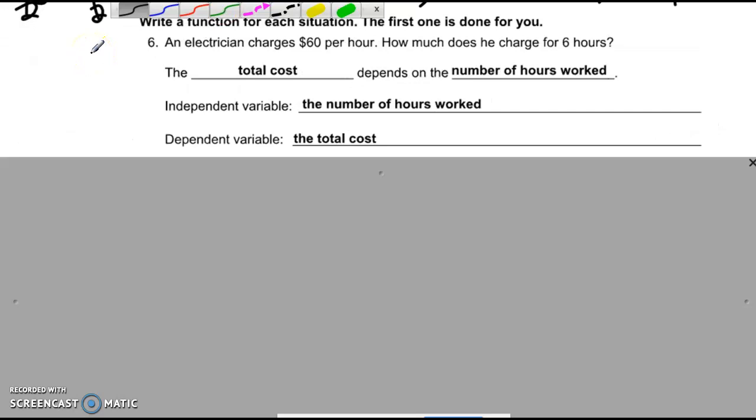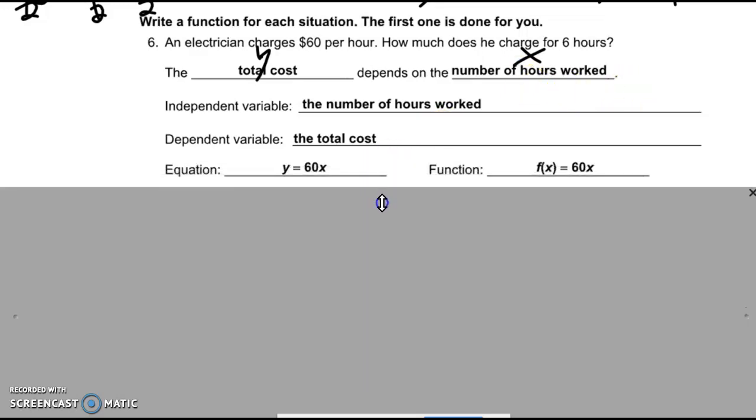Up above, we called the total cost y, right? And we called our number of hours worked x. So how much does he earn per hour? $60. So the equation that you're going to write is that the y, the cost, is going to be 60 times x, or 60 times however many hours he worked. And then we can rewrite that function as f of x equals 60x.